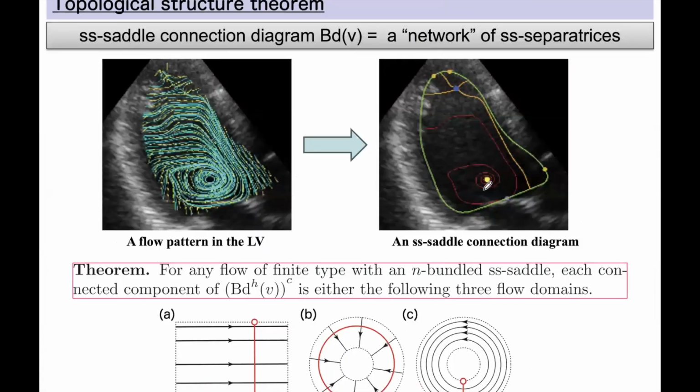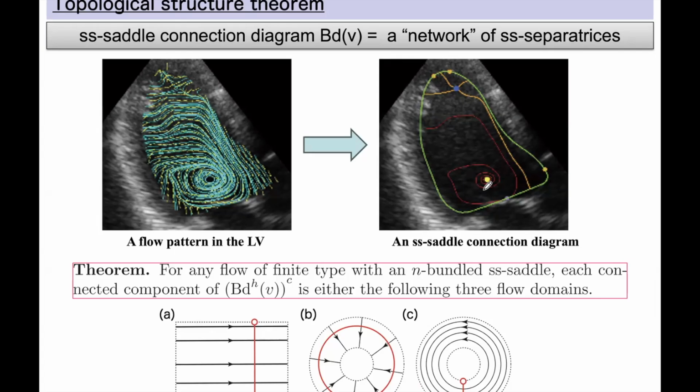Here's an example of the SS saddle connection diagram for the data I have shown here. This is a flow field generated by the echocardiography VFM. We extract from this data a topologically identified structure. This is a saddle connecting the boundary. Here is a sink. Then this connects the boundary, then detaches from the boundary. This is the saddle connection diagram for this pattern. This is denoted S_BDV, the notation of the saddle connection diagram for the given velocity vector field V.